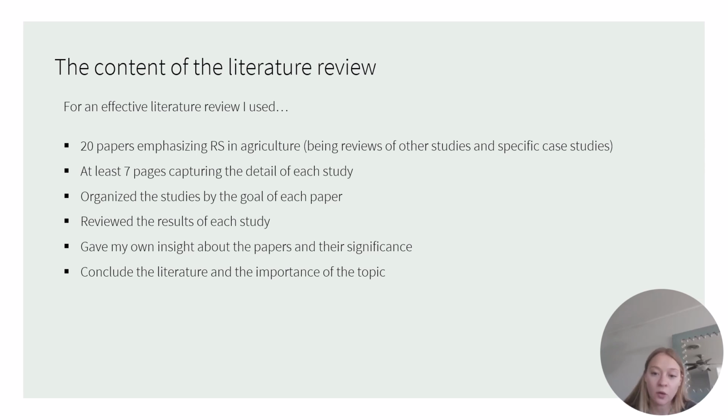I'm going to briefly go over the content of my literature review. So for an effective literature review, I used 20 papers emphasizing remote sensing in agriculture, being reviews of other studies and specific case studies, at least 7 pages capturing the detail of each study, organized the studies by the goal of each paper, which I'll talk about next, reviewed the results of each study, gave my own insight about the papers and their significance, and concluded the literature and the importance of the topic.